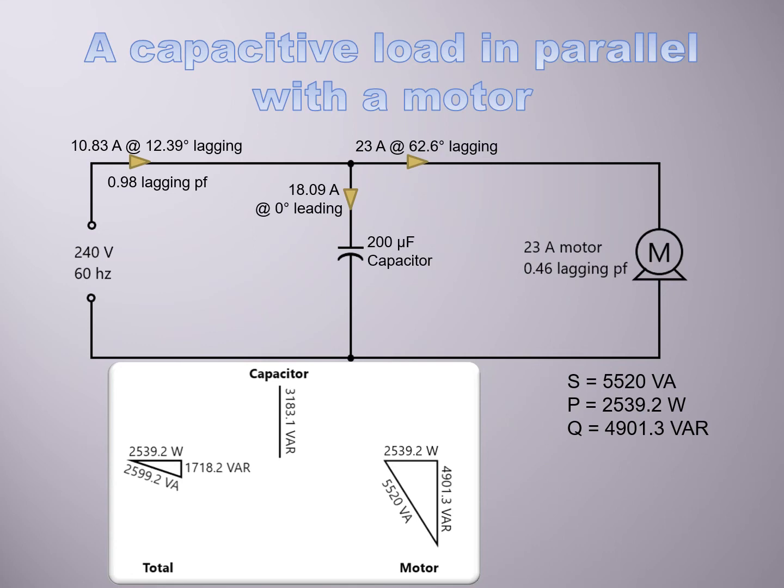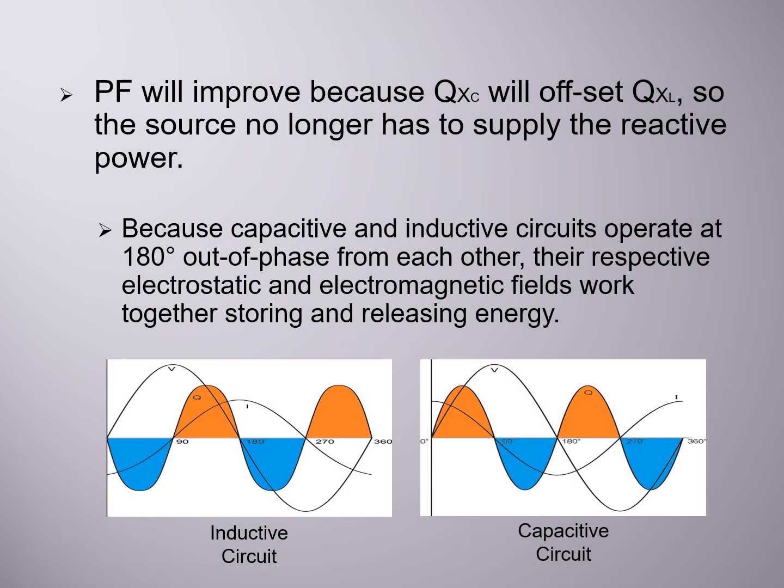And I can also see that my total apparent power from my supply is less than half of what my motor actually requires. We can also look at the sine waves of these 2 different types of circuit. My inductive circuit and my capacitive circuit operate 180 degrees out of phase from each other.